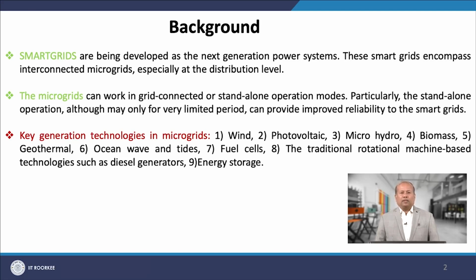The vital power generations integrated in the microgrids are wind, solar, microhydro, biomass, geothermal, tidal energy, fuel cells, diesel generators as well as energy storage. Of all the types of microgrids, hybrid AC-DC microgrids emerged as a feasible configuration due to its advantages such as minimal power conversion and the ability to integrate both AC and DC sources and loads.